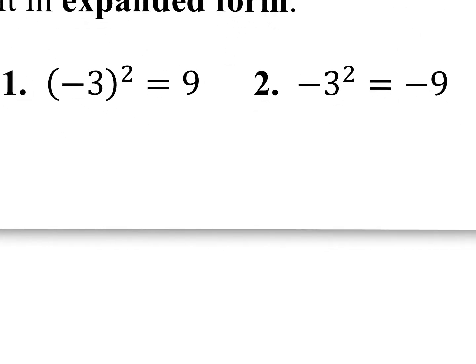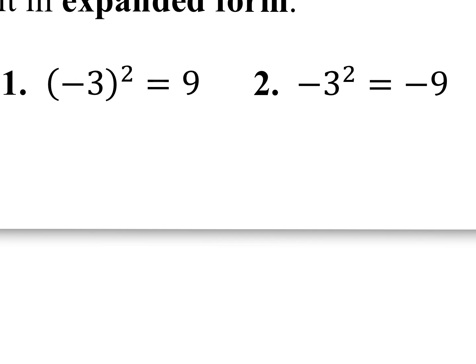Parentheses really do make a difference. Here it is. We have -3 in parentheses to the 2nd power, and we have -3 without parentheses to the 2nd power. And notice this answer is 9, this answer is -9, okay? So let me explain what's happening here. The parentheses truly do include the negative as part of the base, okay? So when I think 2nd power, I'm really thinking this -3 times itself 2 times.